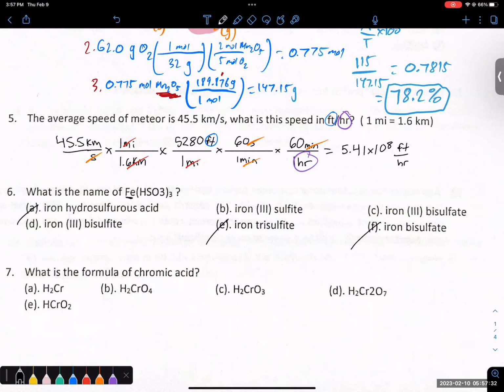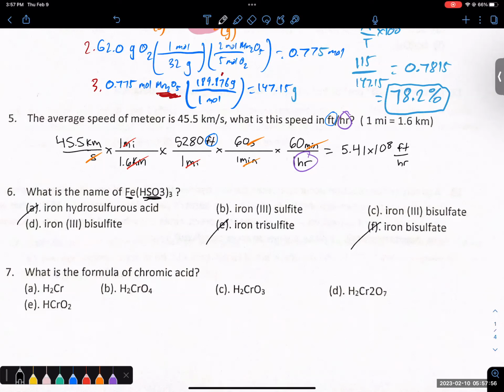So here's how your test will be. All of your answer choices will be common mistakes people make when writing out the name. For example, we already crossed off 3 of them because we know it has to have a Roman numeral. All right, now let's pay attention to this part, HSO3. What does that correspond to?